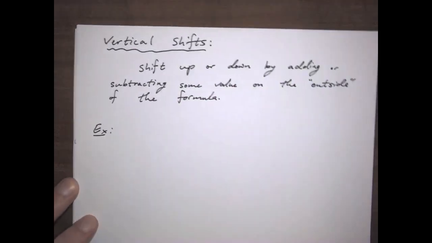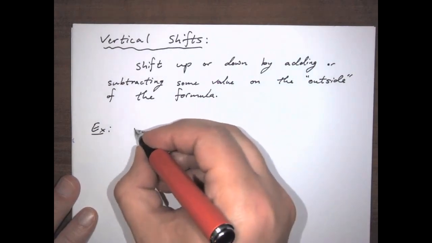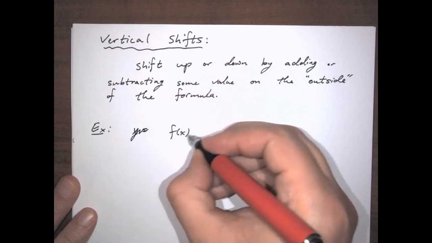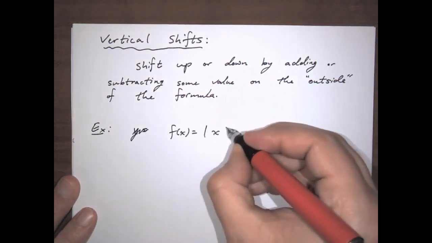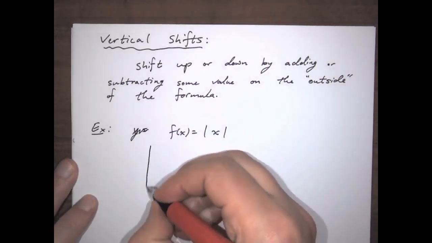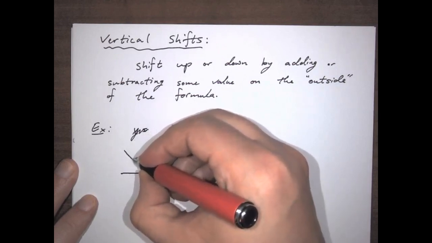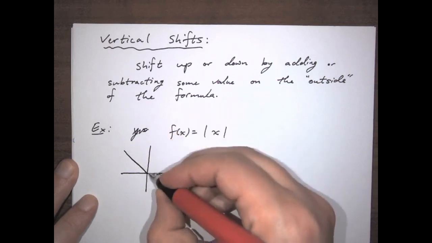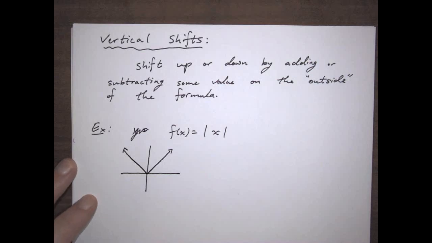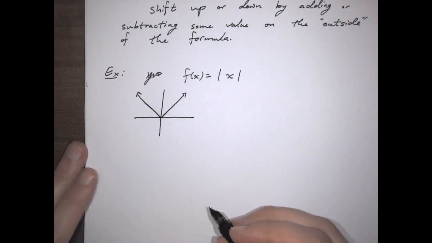So for example, let's say that what we had was some basic graph like, I should say f of x equals absolute value of x. So that's a classic toolkit function. And absolute value looks like a V. V for value. Okay, so this is the original function that we're going to be subjecting to some vertical shifts.